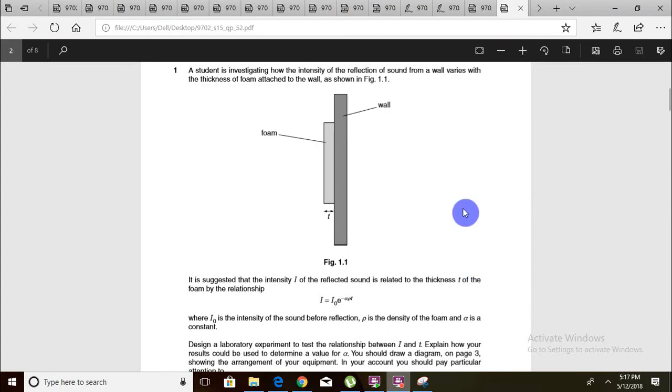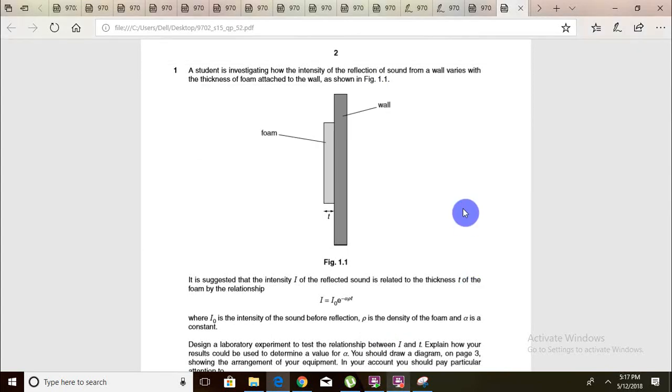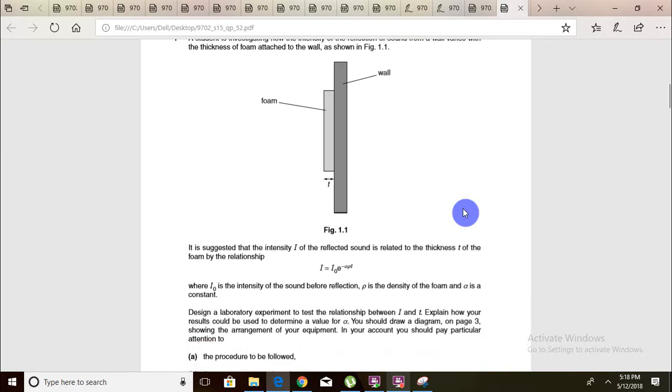You need to design a laboratory experiment to test the relationship between capital I and P. You need to explain how your results could be used to get a value of alpha. As always, you need to draw a diagram which has to be realistic and make sense. There shouldn't be anything hovering in thin air, or any apparatus where it shouldn't be. Everything ought to make sense in your schematic diagram. Outline the procedure, measurements, analysis, and safety precautions as always.